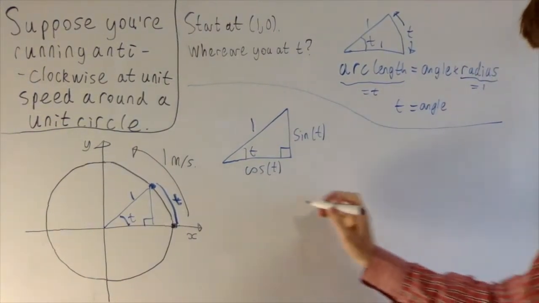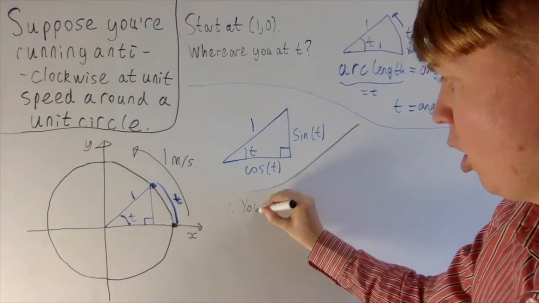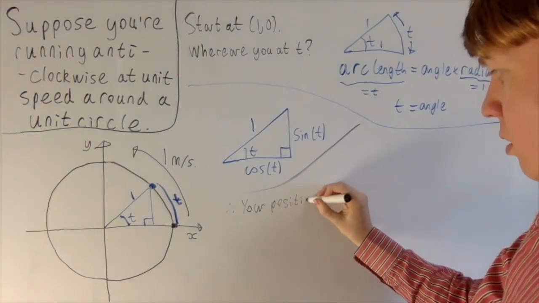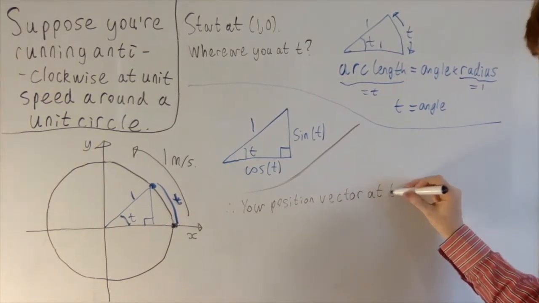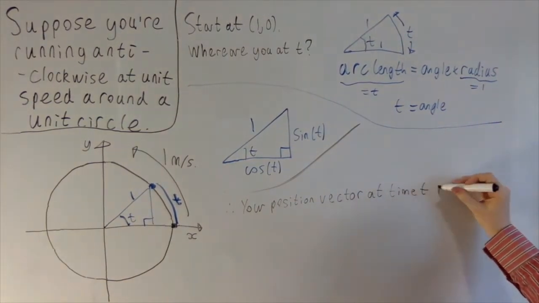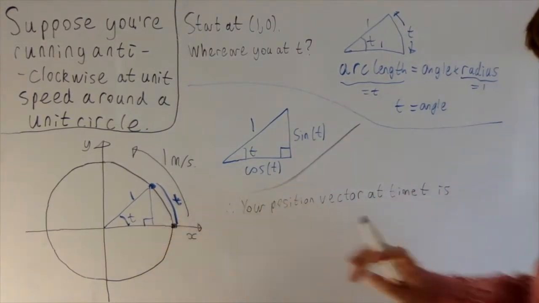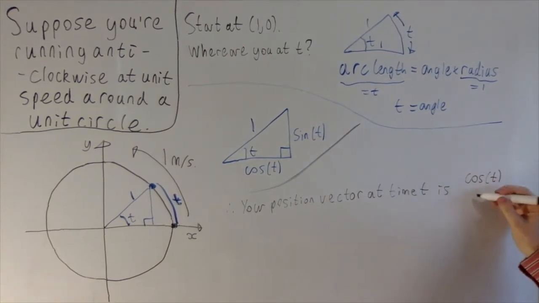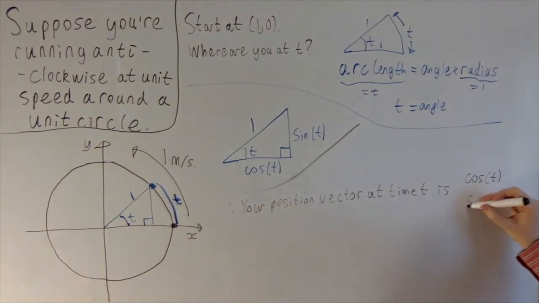What this means is we can now write, therefore, a position vector, which just describes where you are. So your position vector at time t is, so where are you? Your x coordinate is cos t. I'll write this as a column vector, so the top entry is your x coordinate, and then sine t is your height, your y coordinate, so cos t, sine t at time t.